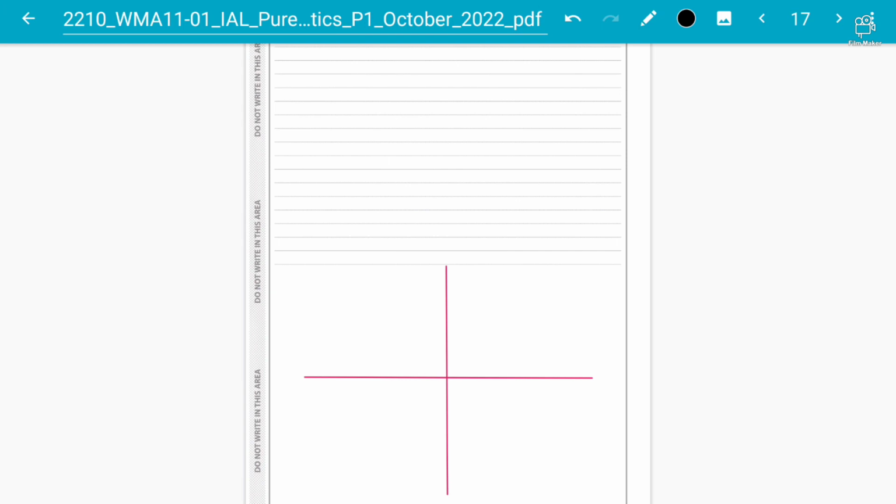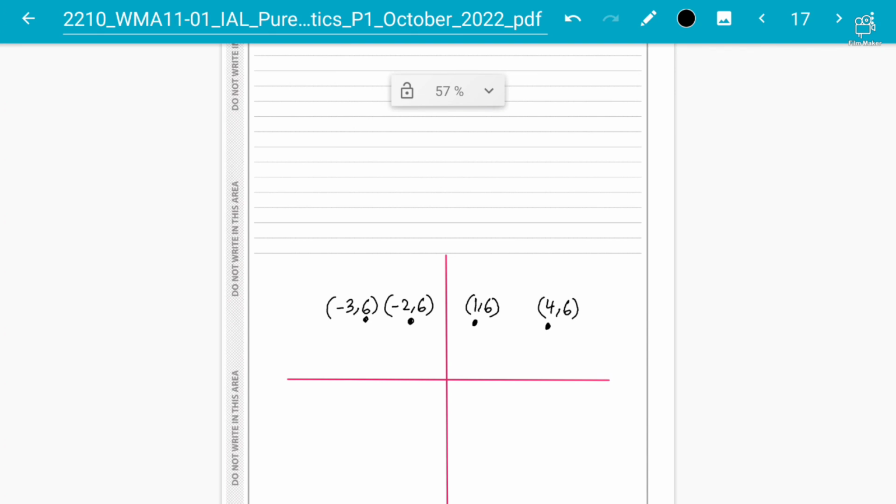So let's say that 1, 6 is here. Okay, and then you have 4, 6 there. So 4, 6 is here. Then you have, let's say, -2, 6 here, and -3, 6 is here. Okay, so these are the 4 points, and we just have to write down the points.